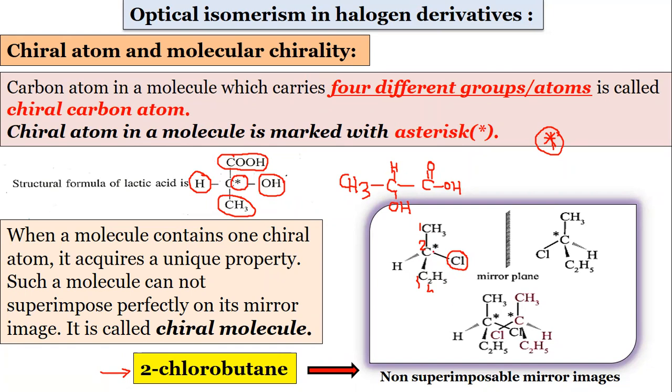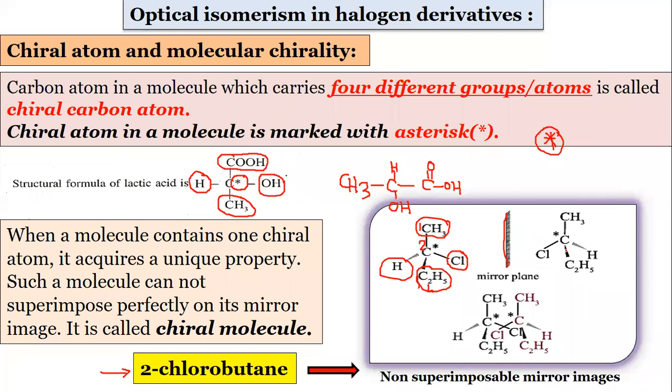All of you know why this is chiral, because 4 different groups are attached. CH3 is different, this hydrogen is different, this C2H5 is also different, and this chlorine is different. So this carbon is a chiral carbon. When a chiral carbon is present, it is optically active, which means when the mirror image is taken, suppose this is a mirror and this is the mirror image.